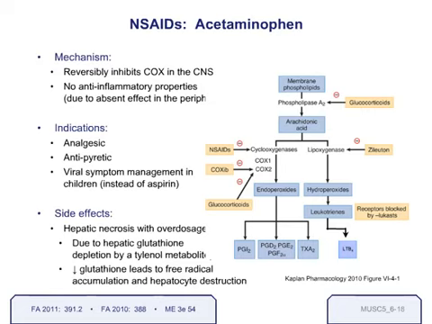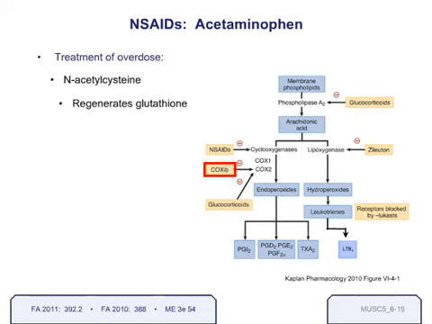Regarding toxicity of acetaminophen, the most important one to be aware of is that overdose, so taking too much, can result in hepatic necrosis. And the reason for that is that acetaminophen gets broken down into a metabolite that will deplete glutathione in the liver. And glutathione in the liver is needed to reduce oxidized free radicals. So if you don't have enough glutathione around, you're going to form a lot of different toxic free radicals in the liver, which will destroy the liver cells. So the treatment for acetaminophen toxicity is N-acetylcysteine, which tends to regenerate the glutathione that was depleted by acetaminophen toxicity.